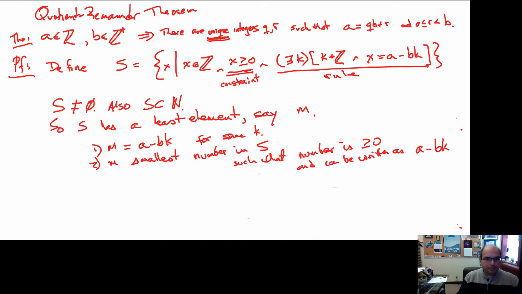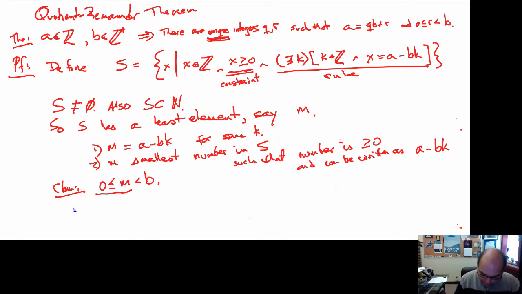So what I now want to do is kind of to make an argument about M. Okay, so I want to claim that M has this property: it's greater than or equal to 0, and it is less than b. Okay, now this part I get for free, right? Because M belongs to the set S, so most definitely it has to be greater than or equal to 0, right? That's the constraint. Okay, so how about M being less than b?